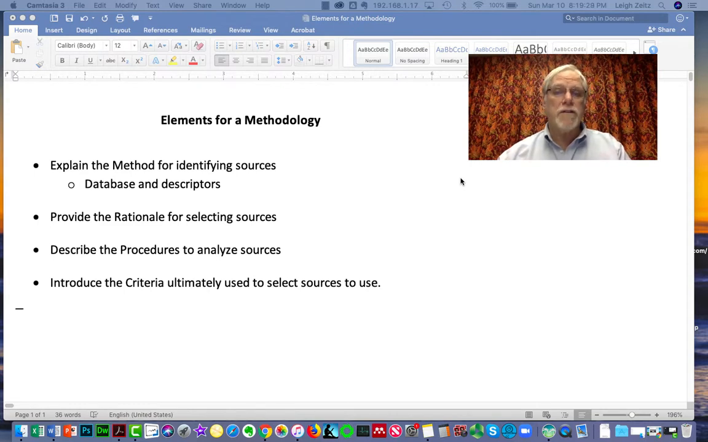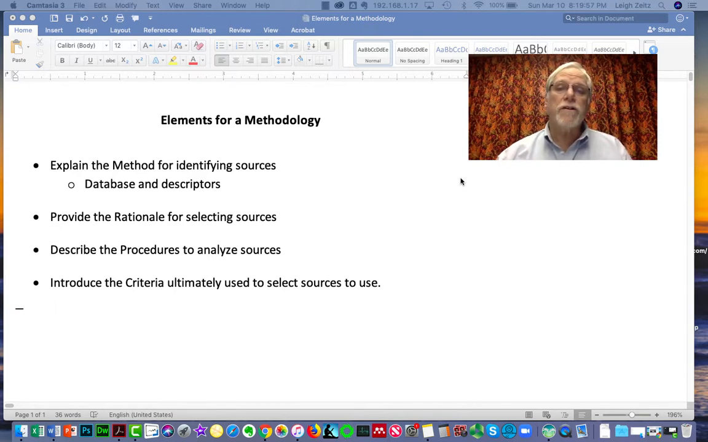Now what you need to do with the methodology is sell them on the idea that you did some deep research. You went out, you used the right descriptors, you found a number of resources, you combed through those resources looking for the materials that were valid and relevant, then you identified them. In other words, you've done a thorough job of reviewing the literature in the field. So let's take a look at how to write a methodology.